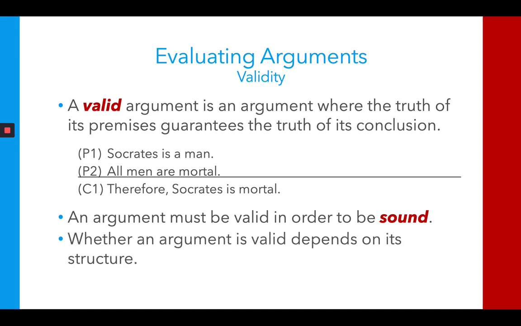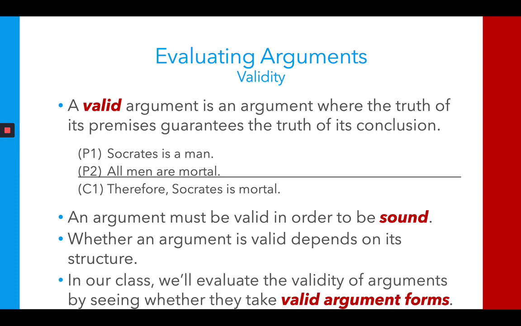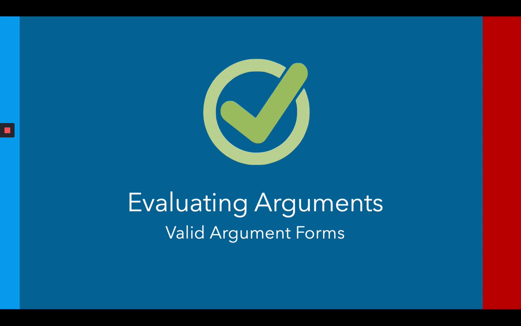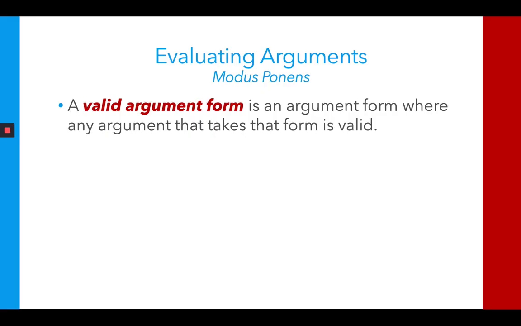Now, whether an argument is valid depends on the structure. In our class, we'll evaluate the validity of arguments by seeing whether those arguments take valid argument forms. So what are some valid argument forms? As you'll remember from last time, a valid argument form is an argument form where any argument that takes that form or that structure is going to be valid.